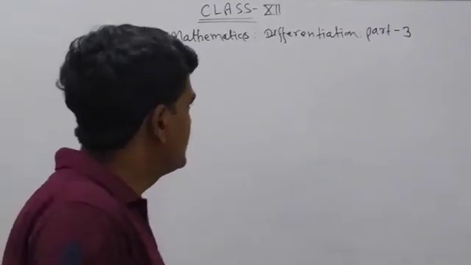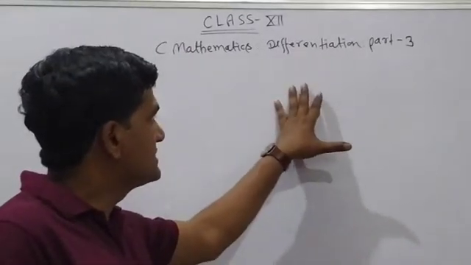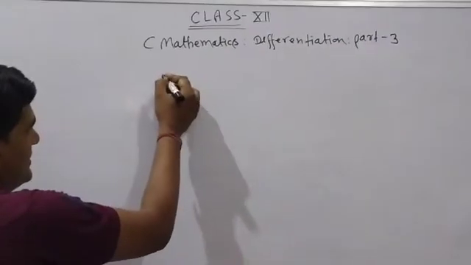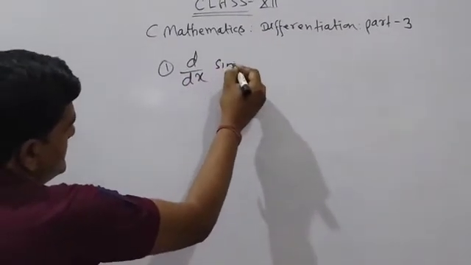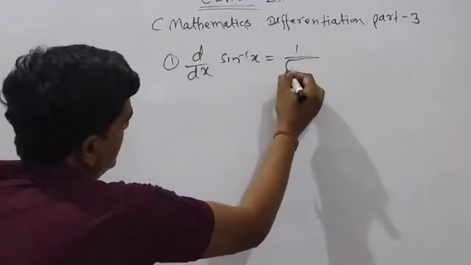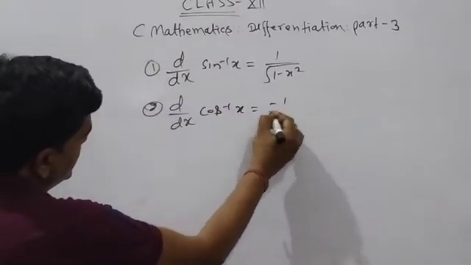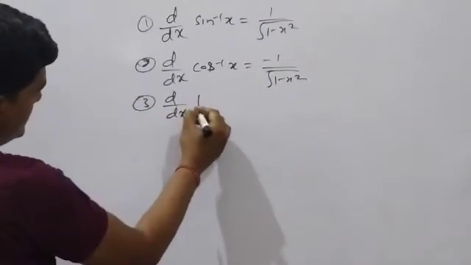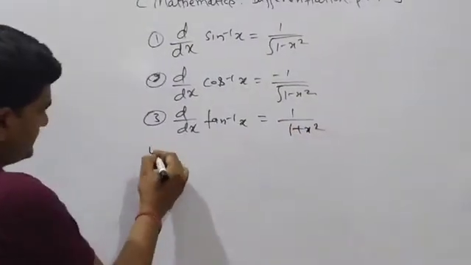But before telling inverse trigonometrical functions, I would like to tell some special formulas which are required in this chapter of inverse trigonometrical function. First of all, I am going to write the formula for the derivatives of inverse trigonometrical functions. d by dx of sine inverse x is equal to 1 upon under root 1 minus x square. Second, d by dx of cos inverse x is equal to minus 1 upon under root 1 minus x square. Third, d by dx of tan inverse x is equal to 1 upon 1 plus x square.